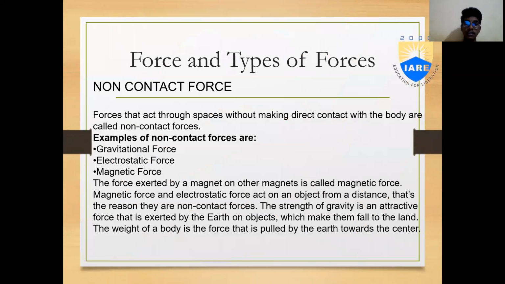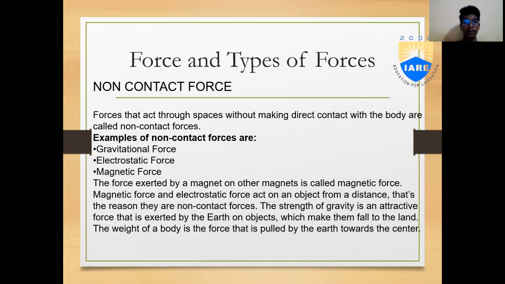Next, coming to know about non-contact forces. As we can see, forces that act through spaces without making direct contact with the body are called non-contact forces. The examples of non-contact forces are gravitational force, electrostatic force, and magnetic force, which cannot be seen through naked eyes.